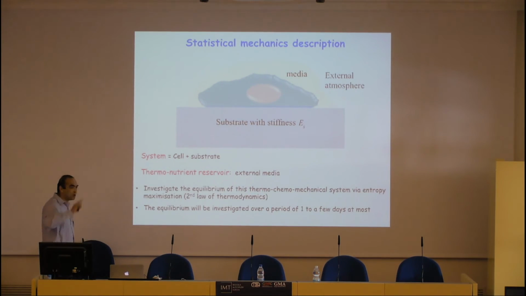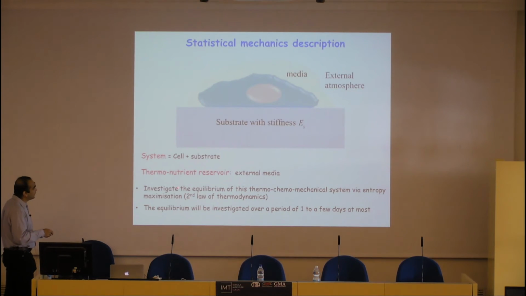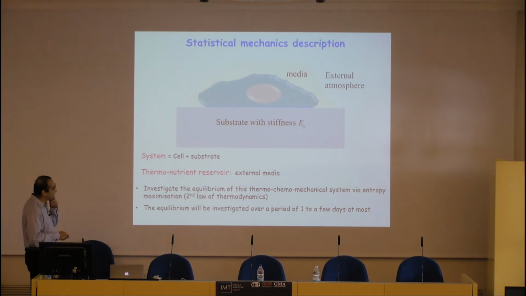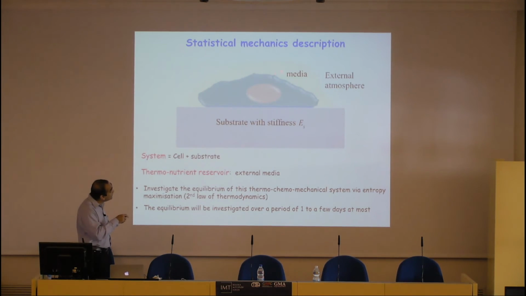So I've given you the whole story, but now I'll go into the details. What I'm going to do is describe the system as only being the cell plus a substrate, for the reasons that I've described. And then I'm going to somehow try to use the second law of thermodynamics, which is entropy maximization, to try to understand the equilibrium of the system, even though it's going to be strongly interacting via nutrients with this media, basically. Okay, so how am I going to do that?